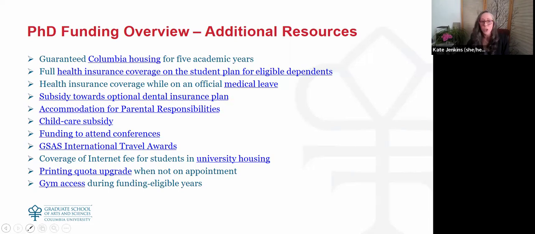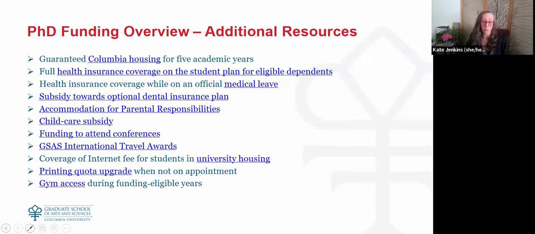So gym access during your funded years is something that you don't need to do anything for. There are also other external funding opportunities that you could take a look at. For example, there are interschool fellowships offered at the university level at large to all students at the university. We have an upcoming fellowship website that is maintained by the GSAS fellowship team. So you can take a look at that.